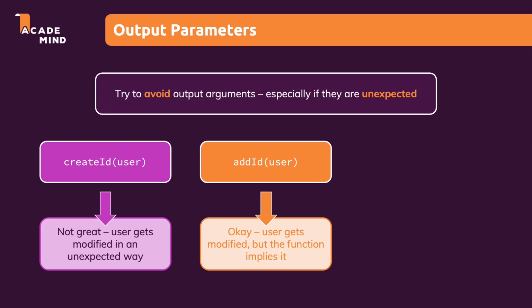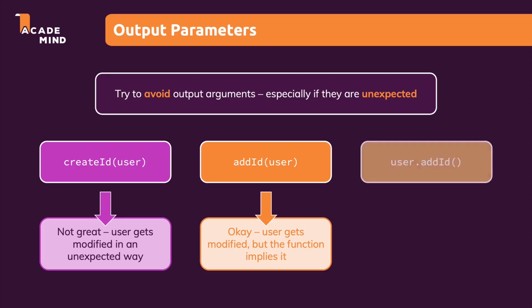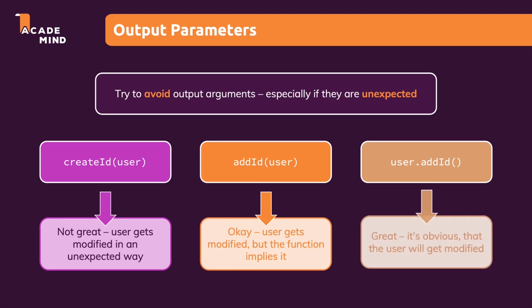It still might be even cleaner to not use output parameters in the first place, but if you can't do it any other way, then at least make it obvious that you do have an output parameter. Now, an even cleaner solution, by the way, might be to use an object-oriented approach where you have a user object on which you call addID without any arguments. Then this would be very obvious that this probably edits the existing user, and here it would therefore not be unexpected.